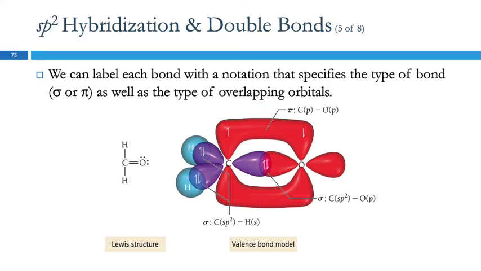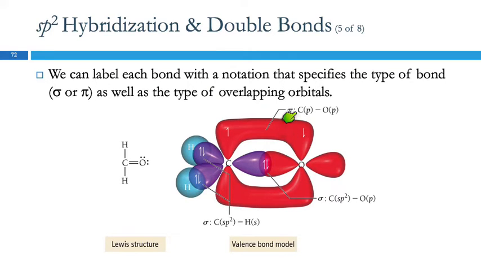So back to that picture. Here are our hybrid orbitals, right? And they are overlapping end to end with other orbitals. And this is an unhybridized p orbital. That's why it's red. And this is another unhybridized p orbital, and those are overlapping side to side. So we can call this bond pi: C p-O p. What we're doing here is saying, what elements are involved in this bond, and what orbitals are they using?